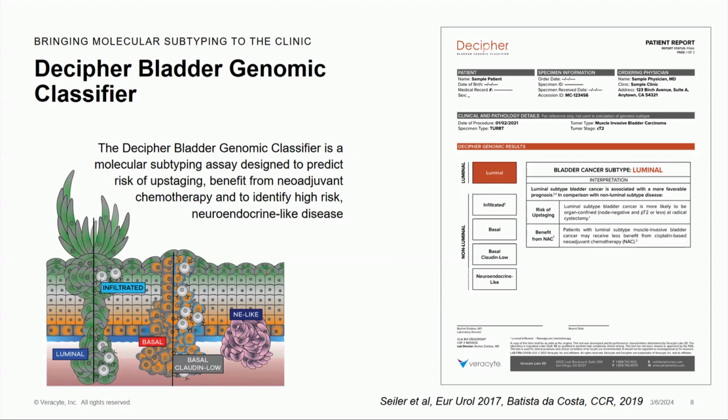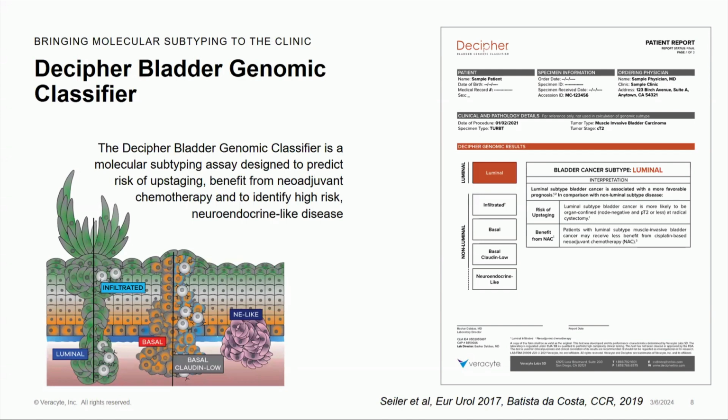So the Decipher Bladder classifier actually recognizes 5 different molecular subtypes. It has a luminal group, an infiltrated luminal group, a basal group, and a basal claudin low group. And so each of these has a unique biology. The luminal tumors tend to be very differentiated, and express a lot of luminal type markers like GATA3 and PPAR gamma. The infiltrated luminal tumors tend to express some luminal markers, but also have high levels of stromal infiltration. We're actually working on a manuscript to describe this. The basal tumors have higher expression of basal markers such as KRT14 and KRT5, and tend to be less differentiated. And the basal claudin lows are very much like basal tumors, but have a very, very high level of immune infiltration. And that becomes important later.